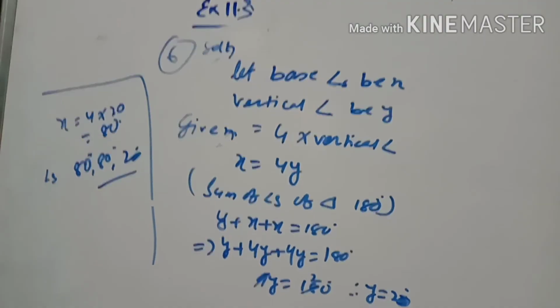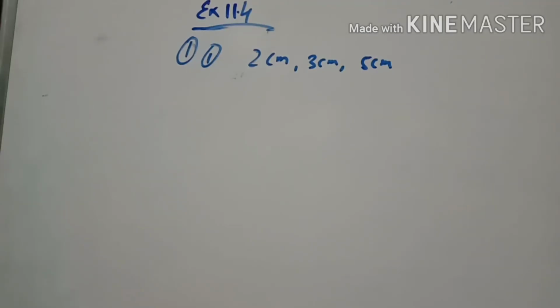Write down please. Now 11.4. Now remember children, we are discussing the reduced syllabus, so you have to follow this. I have sent one PDF of the reduced syllabus, so you have to see the syllabus. According to the syllabus you have to go.